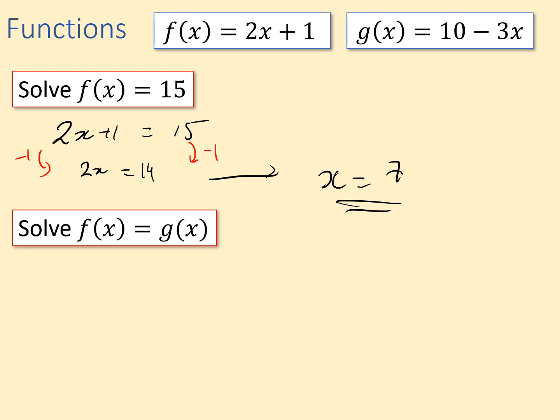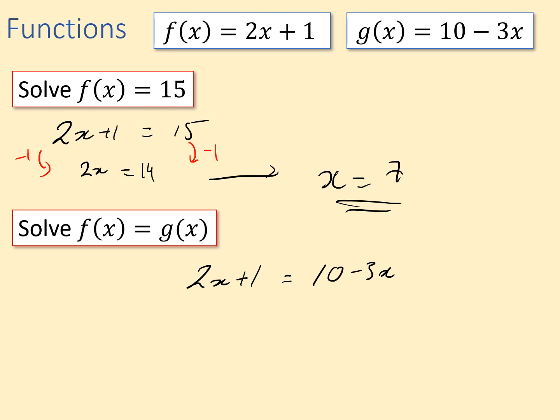So on the left-hand side, instead of writing f of x, I'll write down what f of x is. It's 2x plus 1. On the right-hand side, I'll write down what g of x is. It's 10 minus 3x. And now we've got an equation to solve. So my principle for solving something like this is, I want all of my x's on one side and all of the constants, the numbers, on the other.